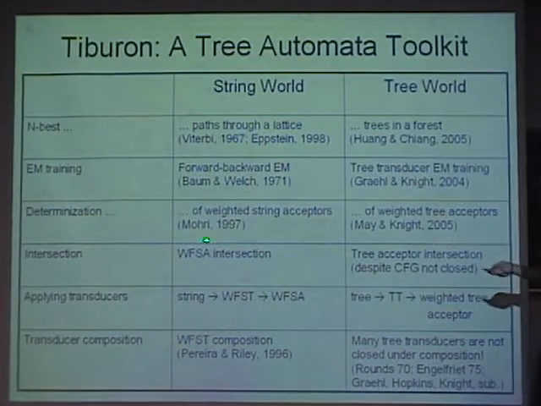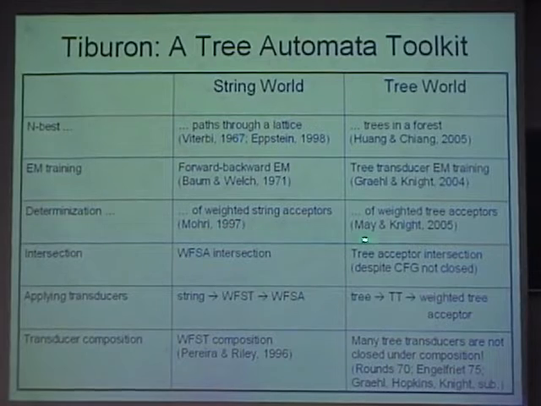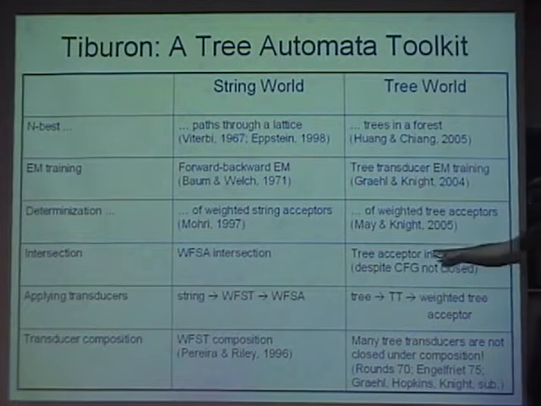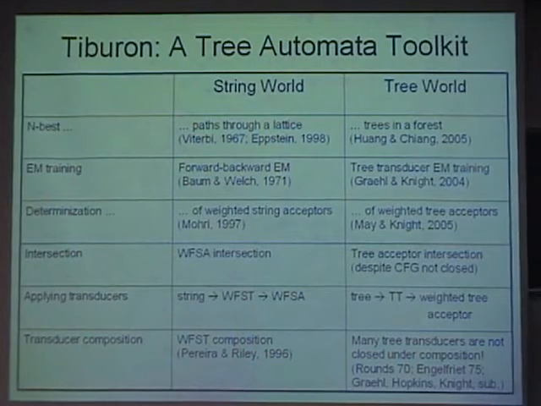And determinization of weighted string acceptors, weighted tree acceptors, intersection. So you can intersect WFSAs. You can't intersect context-free grammars because it's not guaranteed to give you a context-free grammar, but you can intersect the trees, the tree acceptors. And shoving strings through transducers gives you output that's a WFSA. If you shove a tree through a transducer, you get something called a weighted tree acceptor.